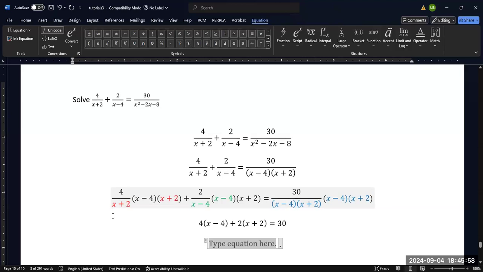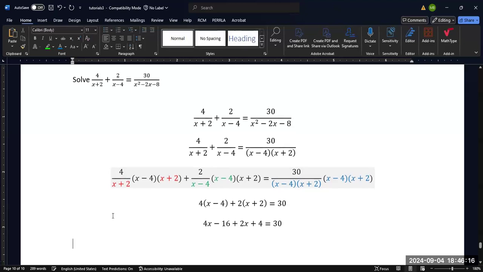Now we have a linear equation. So now what we're going to do is distribute and then solve for x. In the first parentheses, I'm going to distribute the 4 and get 4x minus 16. And then in the second parentheses, 2x plus 4 is equal to 30.